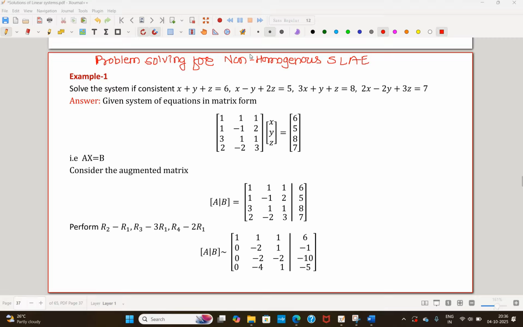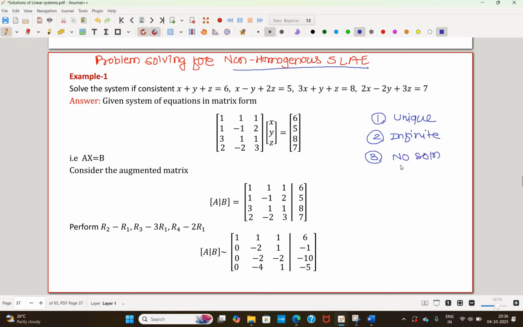Now let us solve problem solving on non-homogeneous system of linear algebraic equations. In the earlier lecture we have seen the difference between non-homogeneous and homogeneous systems of linear algebraic equations. First of all we'll focus on non-homogeneous systems, and we have three options there. Number one, unique solution. Number two, infinite solution, and number three, no solution. We'll try to check in every case how to proceed with the solution.